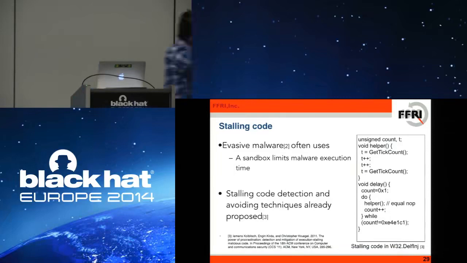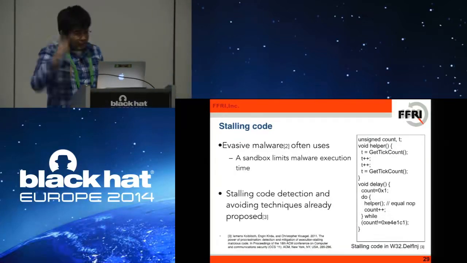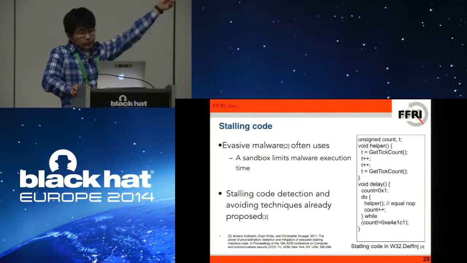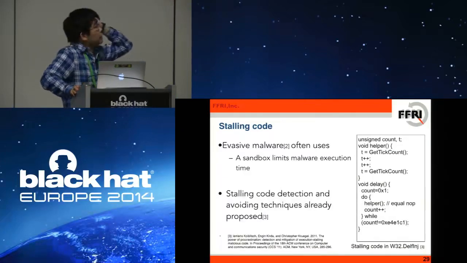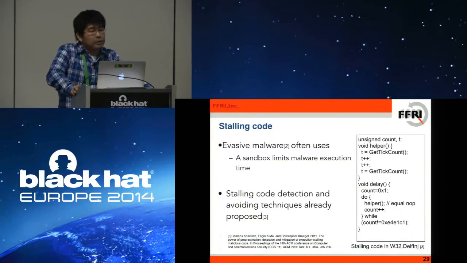This code is a sample of stalling code. It refers to a paper by Kolbitsch et al. at ACM CCS 2011. This helper function is performed to avoid a busy loop. The code waits to stop sandbox analysis.